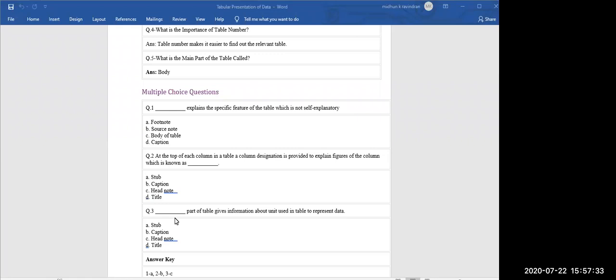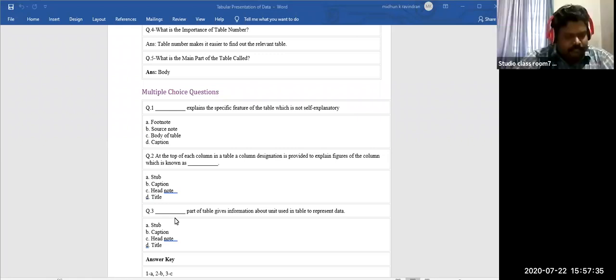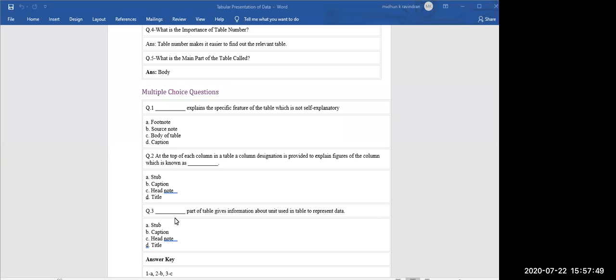Okay, head note. Basically, units can be found there in brackets, related to currency or value, maybe weight or height or something like that. Items in quantity will come in the head note here. Okay, so these are the basic things we want to learn today.